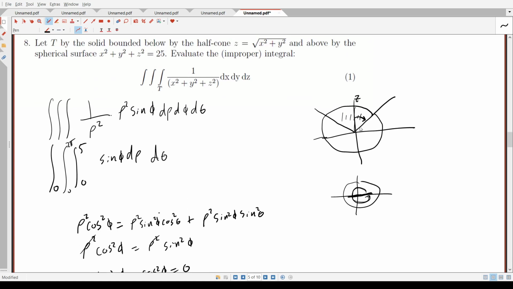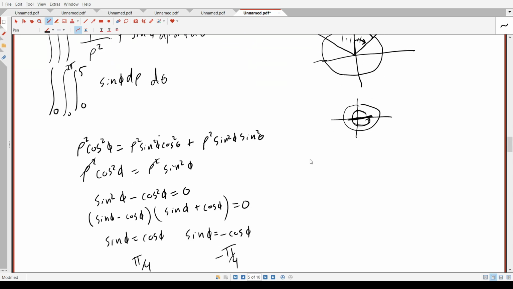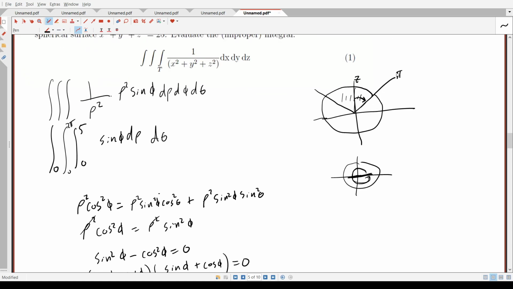So that tells me that this line right here corresponds to phi equal to pi over 4. This would be negative pi over 4, so I don't really care about this one. I'm just going from 0, and it's going to go to pi over 4. And that's my integral.